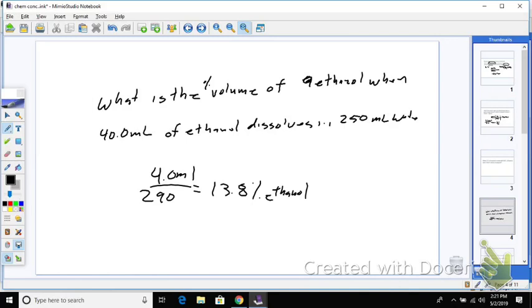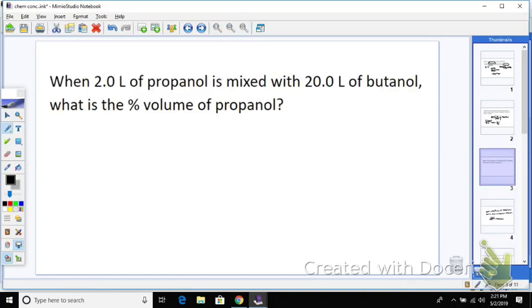Okay, do your next one real quick, and then we'll be done with percent by volume. So go ahead and do the next one, find the percent propanol. These are all that easy. See, biology is easy when it comes to this stuff.